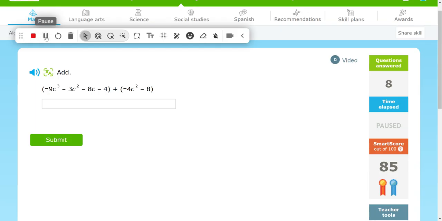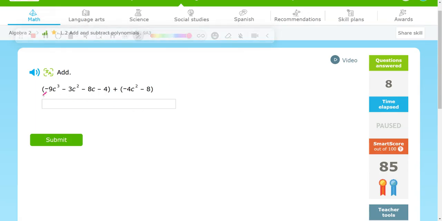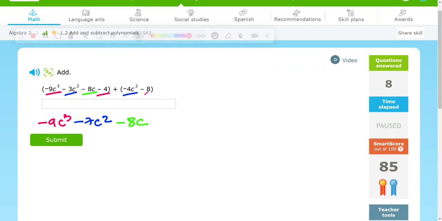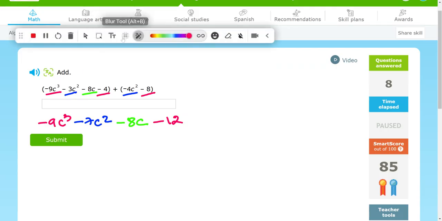So here we go. I can combine over here CQ by itself, so negative 9CQ. And then negative 3C squared, negative 4C squared, negative 7C squared. Then I can see over here negative AC by itself, so I cannot combine with anything. The last one over here, number negative 4, negative 8 becomes negative 12. So this is my answer.